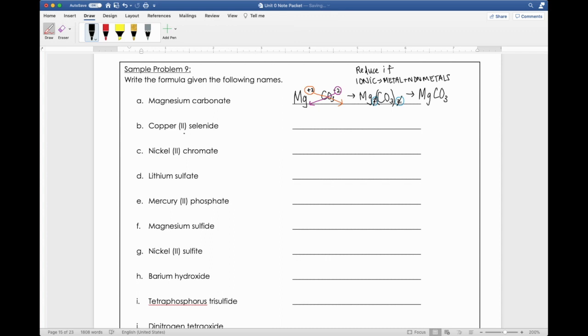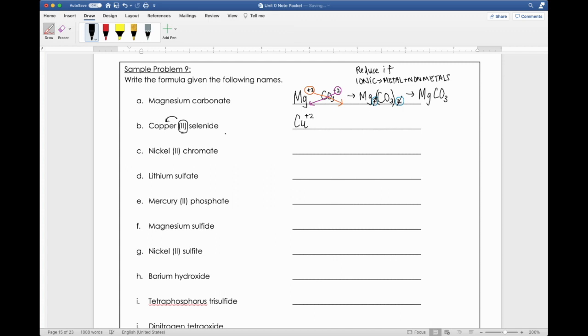Let's try B. Copper 2 selenide. We do have a Roman numeral here. And remember, this Roman numeral means it's the charge on copper, because copper has multiple charges. Copper could be either a +2 or a +1. So we have to say what its charge is in this example. Copper's charge is +2.